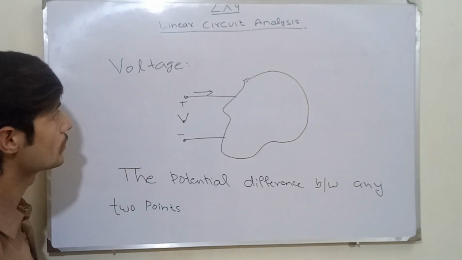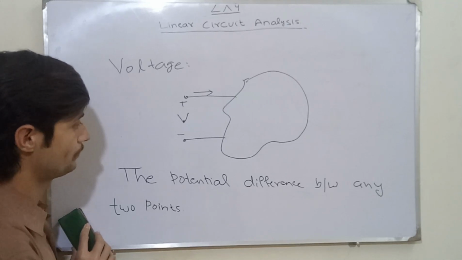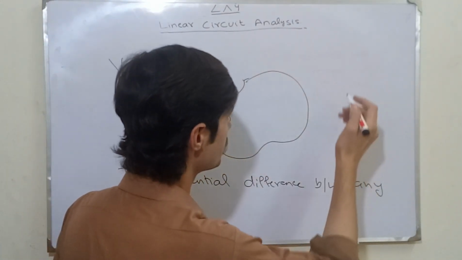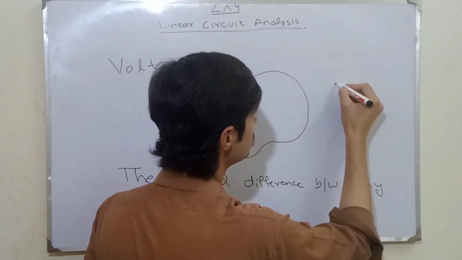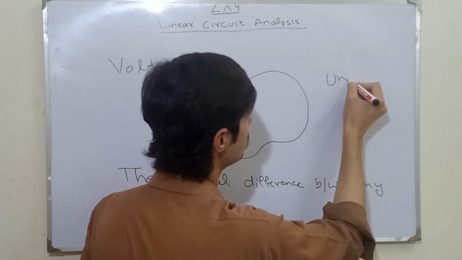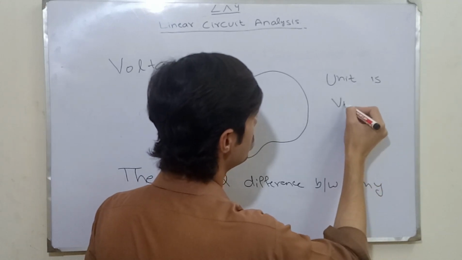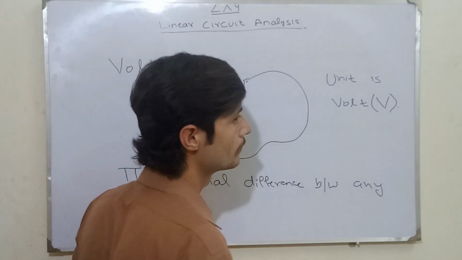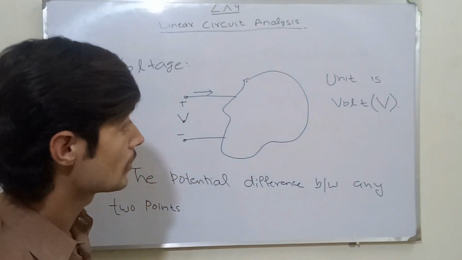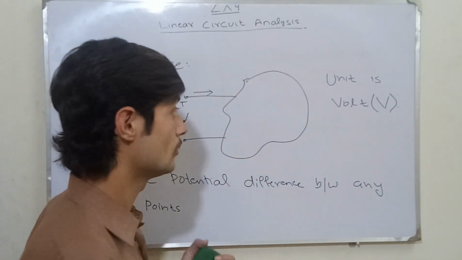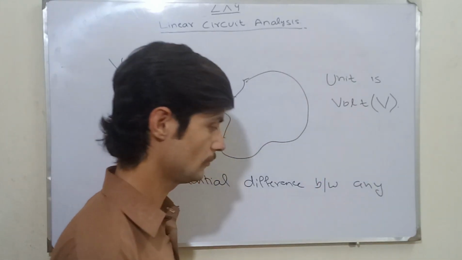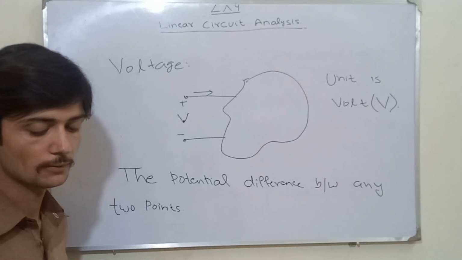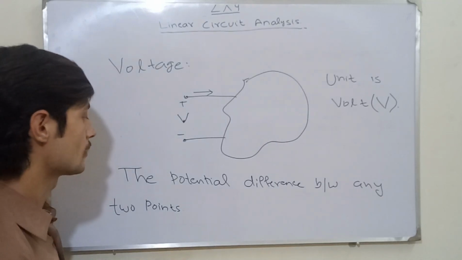The unit of voltage is volt, named after a scientist, Volta. It will be represented by capital V. Sometimes we will represent it by volt, the whole expression, but in most cases we will only represent it by capital V. Let's discuss power.